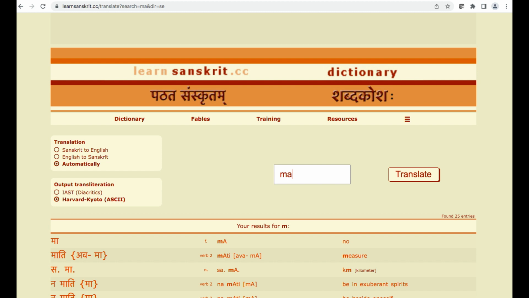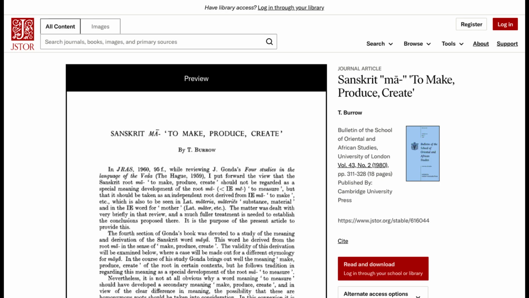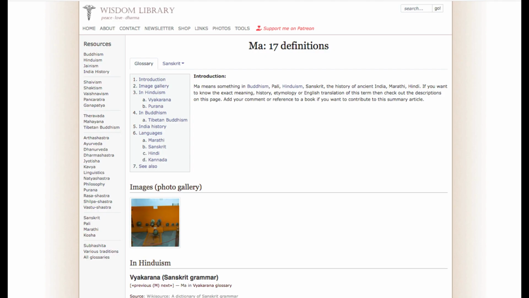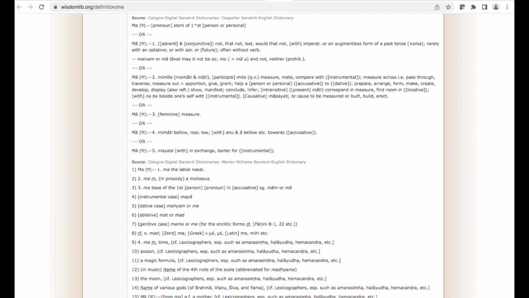Ma also means time. It's the possessive first person singular feminine. In phonetics, for example, mine is pronounced M-A-I-N, mine. And mind is also pronounced M-A-I-N-D, all right? So how crazy is that? Ma also gives us the word to make, to produce, to create.